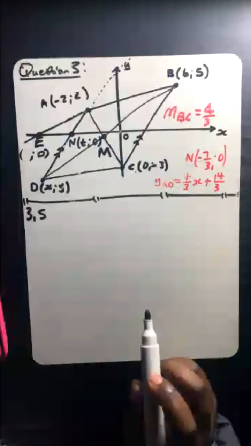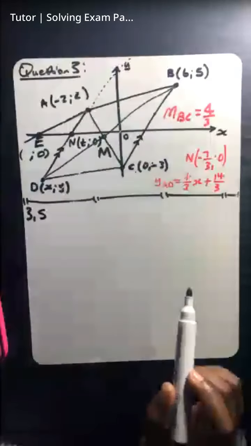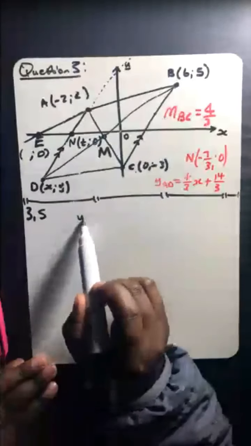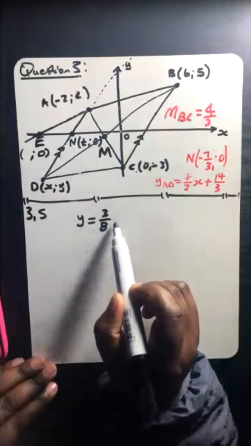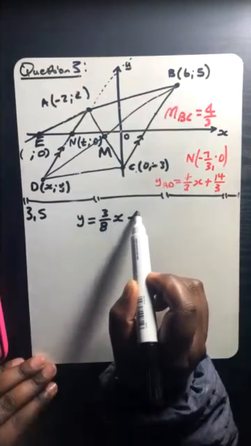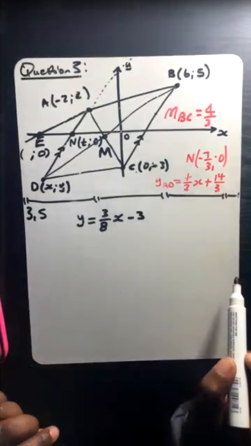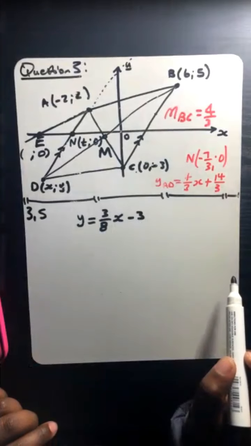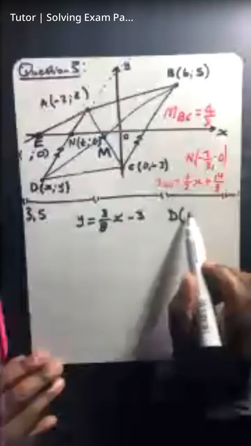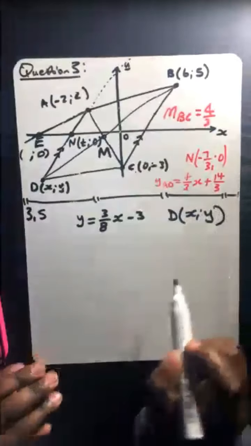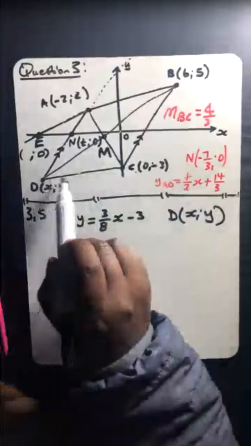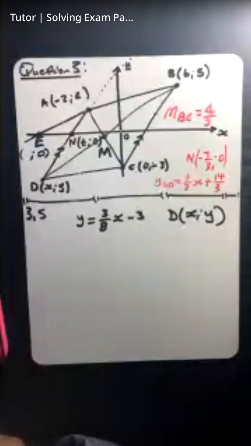So they say, if DC, where is DC? There is DC. If DC is defined by y equals 3/8 x minus 3, determine the coordinates of D. What an interesting question, guys. They want you to determine the coordinates of D, if we assume the equation of that straight line DC to be that. Anyone who wants to give it a try, guys?